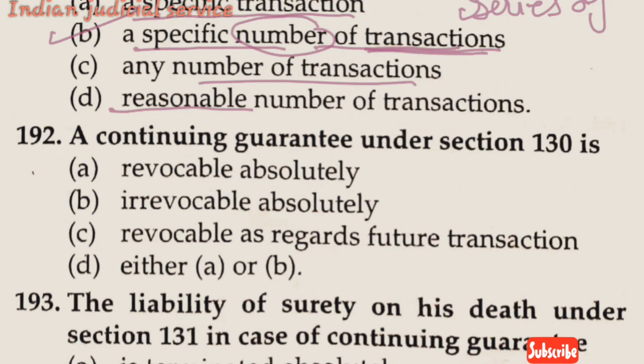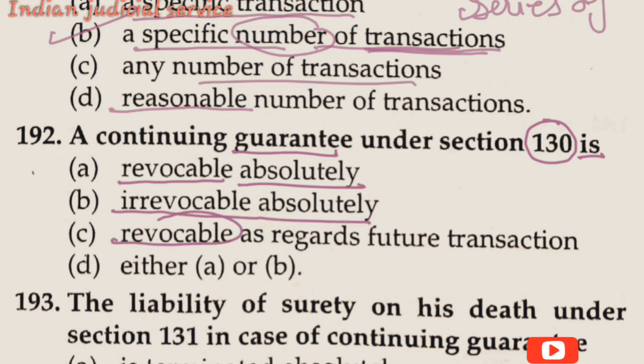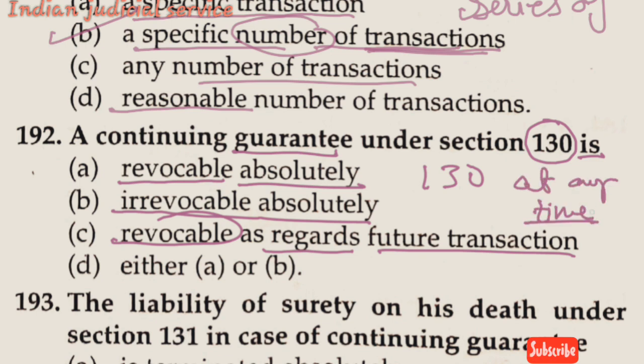Now question number 192. A continuing guarantee under section 130 is: option A, revocable absolutely; option B, irrevocable absolutely; option C, revocable as regards the future transaction; and option D, either A or B. According to section 130, which deals with the revocation of continuing guarantee, a continuing guarantee may at any time be revoked by the surety as to future transactions by notice to the creditor. So it can be revoked at any time.